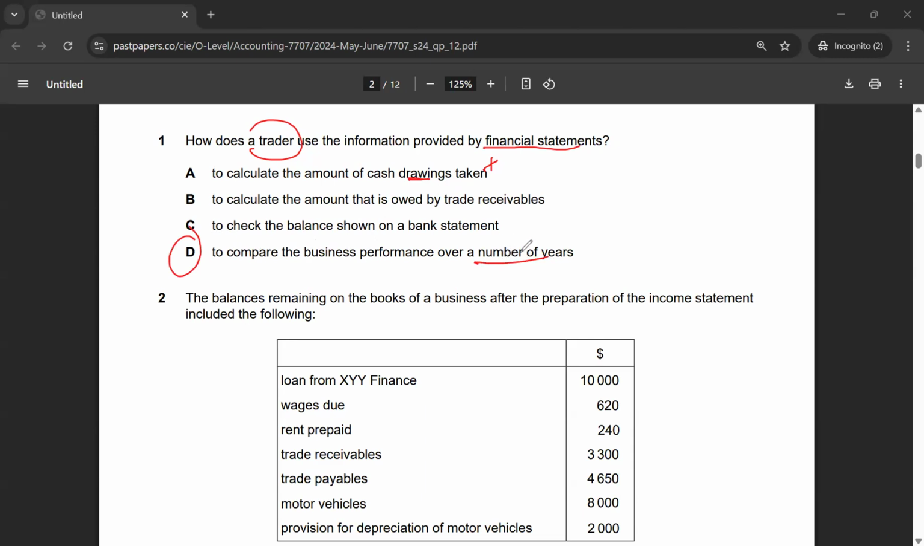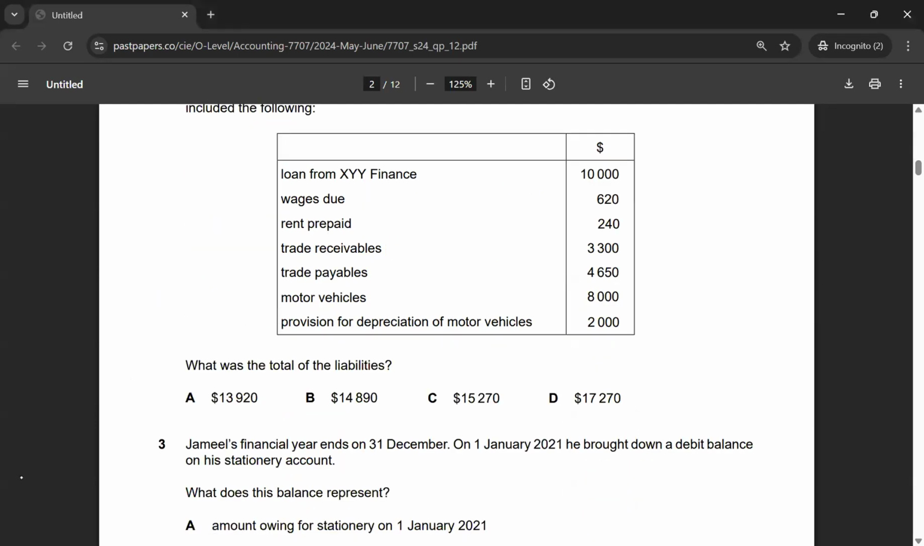So the trader is going to look at different financial statements and compare performance over different years to understand if the business is doing good or bad, or if the investment is worth it or not. But that would be an investor part. This is a trader part. So he or she is just going to look at the performance of the business. Right. So the correct answer will be option D for multiple choice 1. Let's look at multiple choice 2.